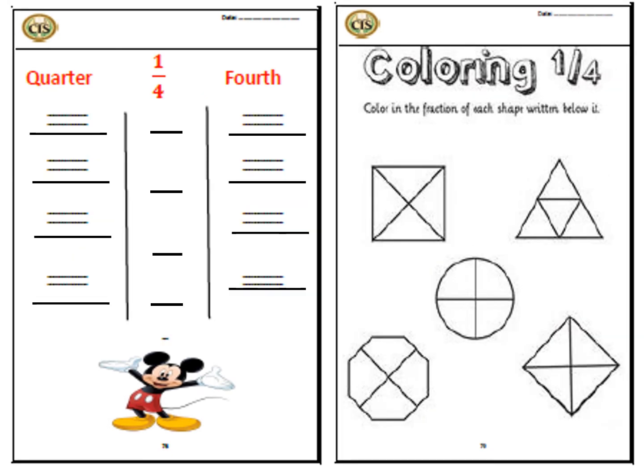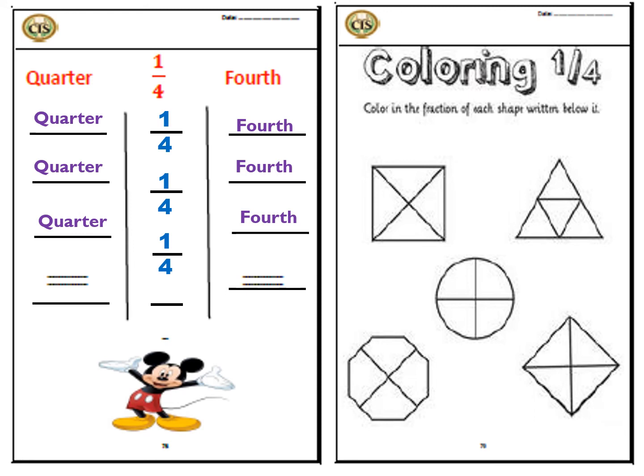Here, how can I write 1 over 4 by the letters? And I have here two names, quarter or fourth, or 1/4, or 1 over 4. Both are right. How can I write quarter? QUARTER, and 1 over 4 and fourth, like this.